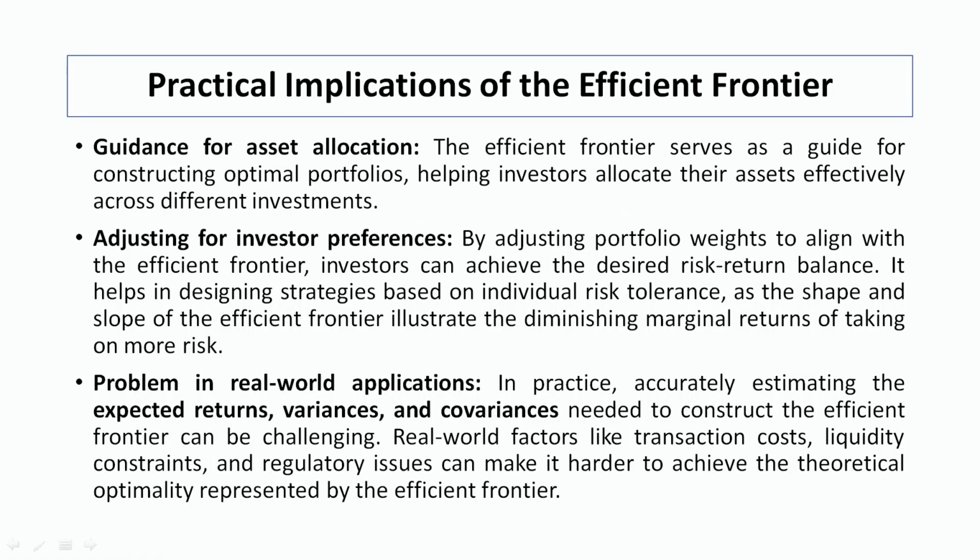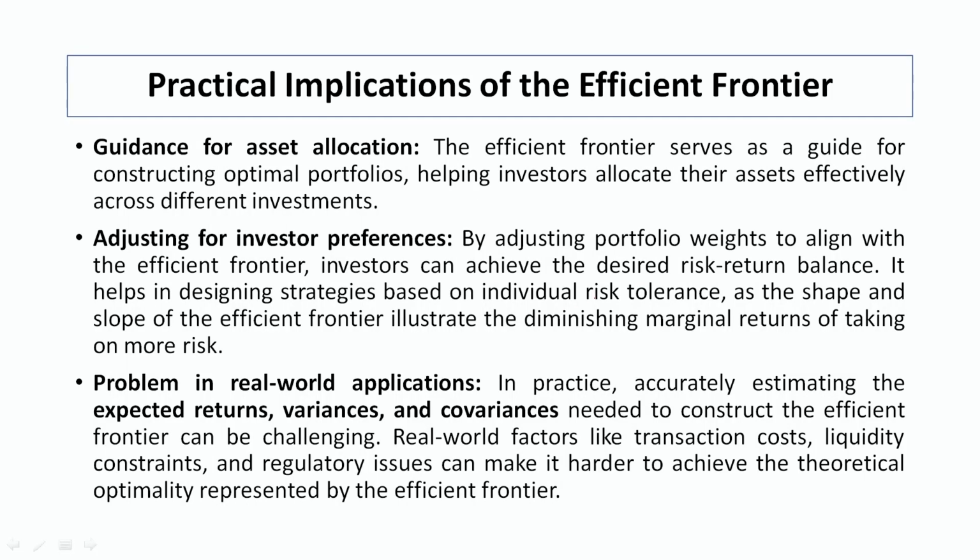So coming to the next topic, that is some practical implications of the efficient frontier. The first thing is guidance for asset allocation. On the basis of this particular concept, I think you have understood how we are designing the portfolios, how we are incorporating the risk-free assets in the portfolio, and how we are combining these two assets so that we can get an optimum portfolio. So it provides a guidance for asset allocation. Adjusting for investors' preferences, we can assign the portfolio according to our requirement. If the investor is risk averse, he can do accordingly, and if he is a risk taker, he can do accordingly. So weights are assigned to align with the efficient frontier, and accordingly he can select the portfolio which suits the investor best. So it helps in designing strategies based on individual risk tolerance, as the shape and slope of the efficient frontier illustrate the diminishing marginal returns of taking more risk.